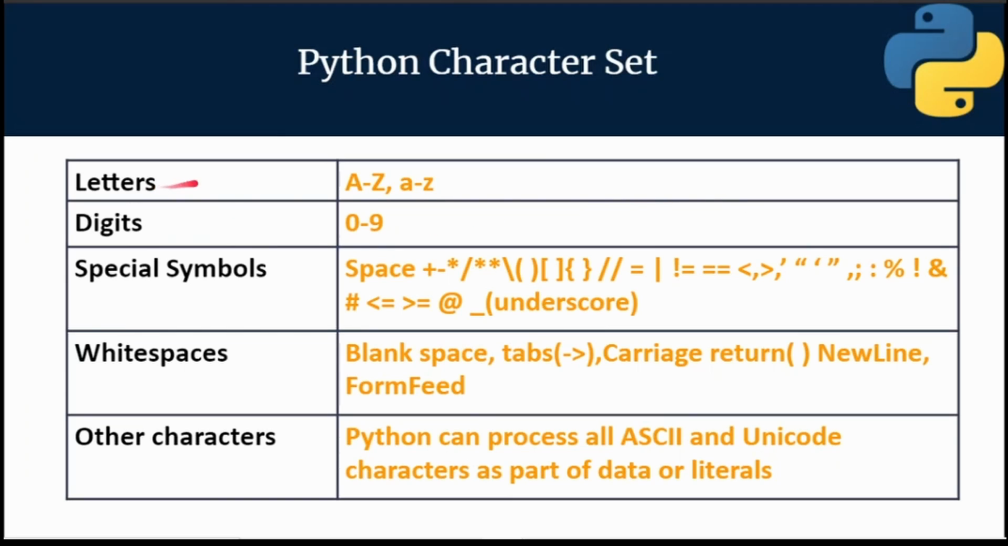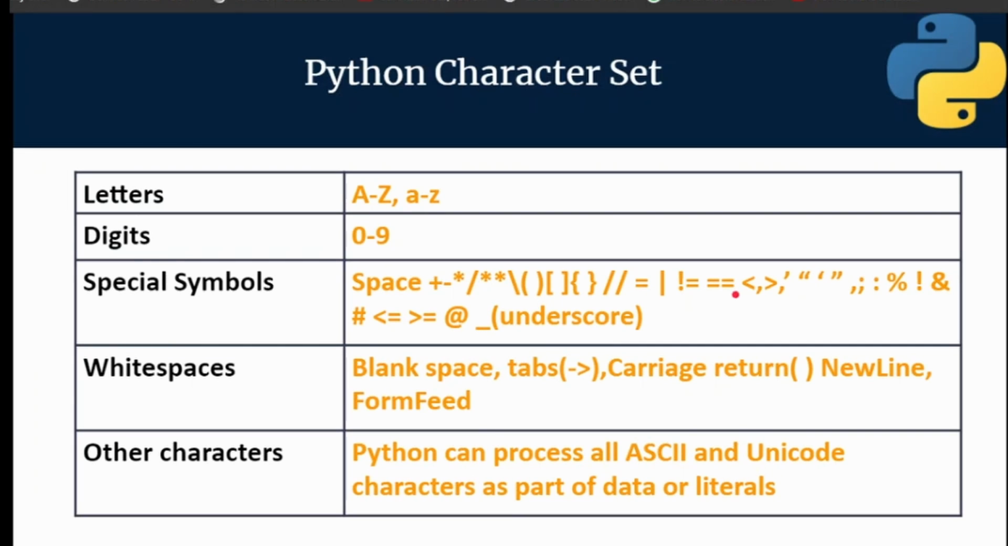First we have letters, that is capital A to capital Z, then small a to small z. Then we have digits from 0 to 9. Then we have special symbols: space, plus, minus, slash, curly bracket, double forward slash, plus, minus, exclamation sign, equal to, not equal to. Then we have white spaces. White spaces are also known as escape sequences. We'll be discussing these escape sequences in detail. Then we have other characters. Python can process all ASCII and Unicode characters as a part of data or literals.